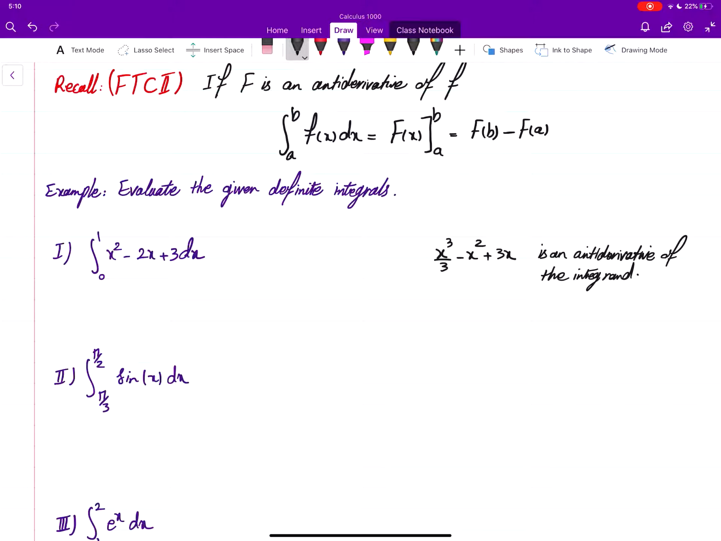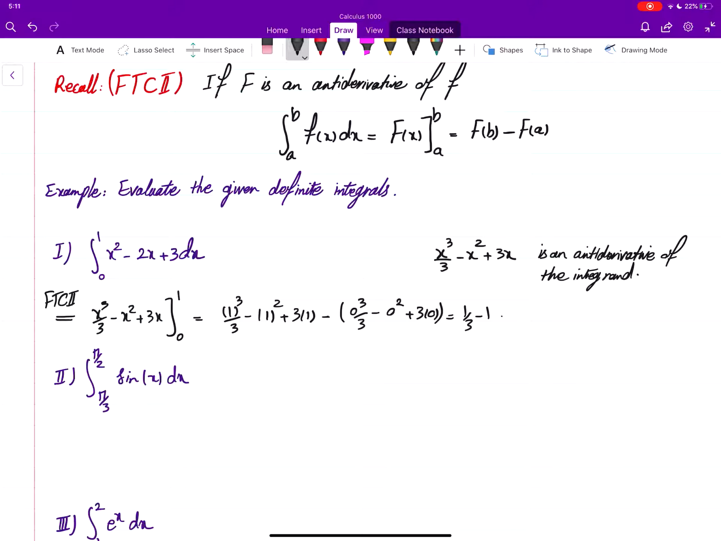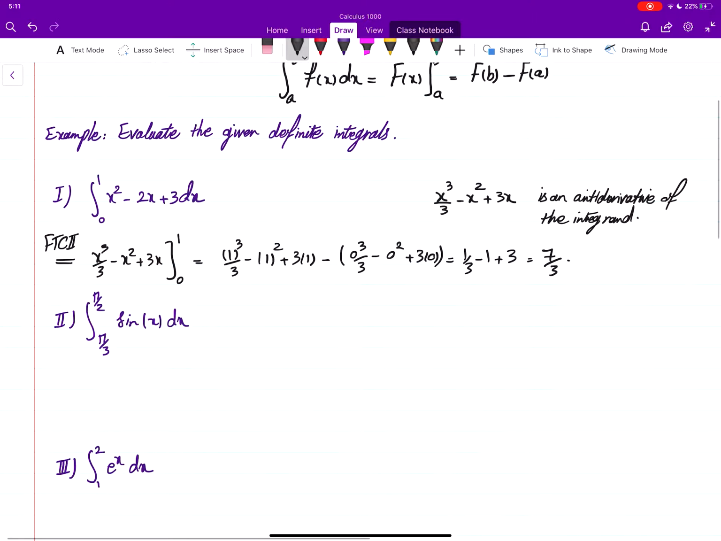So using the fundamental theorem of calculus part 2, we have x cubed over 3 minus x squared plus 3x going from 0 to 1. It means evaluate that at the upper limit, 1 cubed over 3 minus 1 squared plus 3 times 1, minus evaluate at the lower limit. This gives us 1 over 3 minus 1 plus 3, which is 2 plus 1 over 3, so 7 over 3. How about this one?